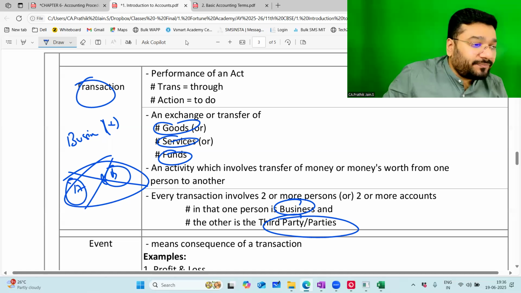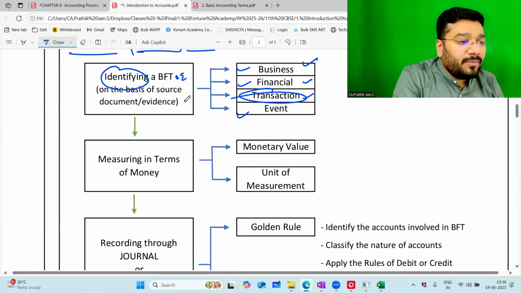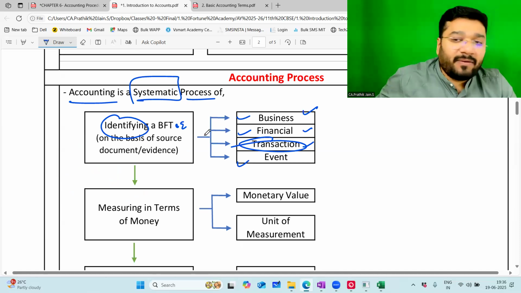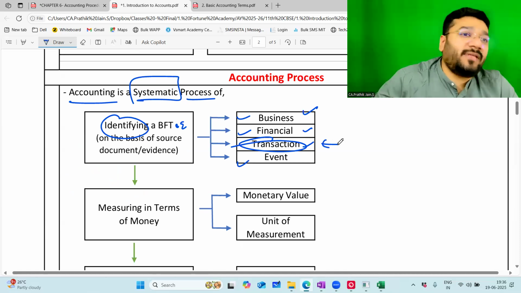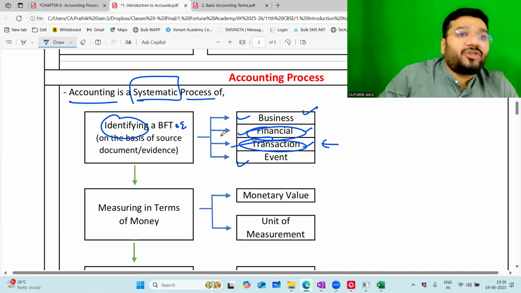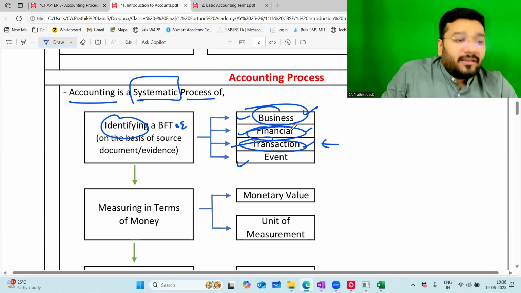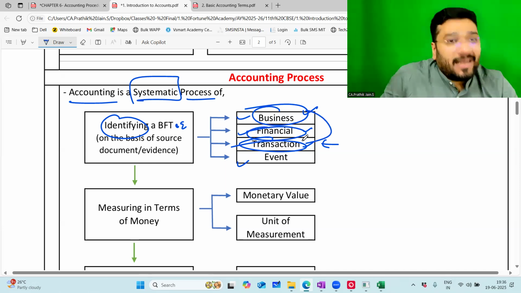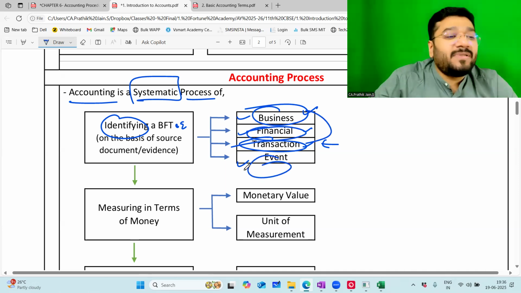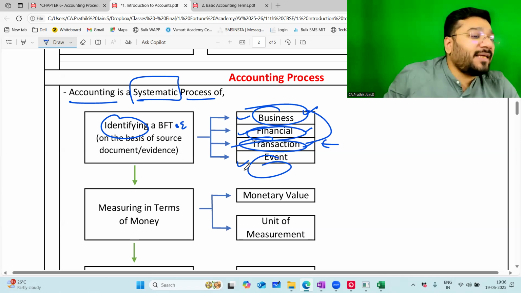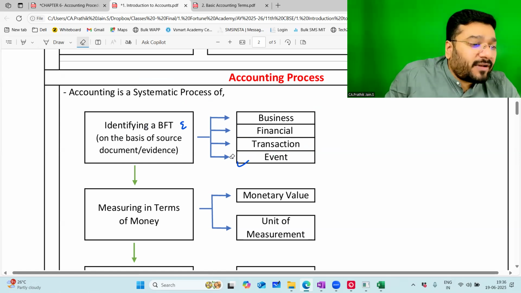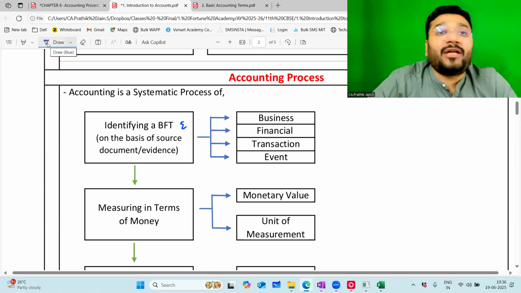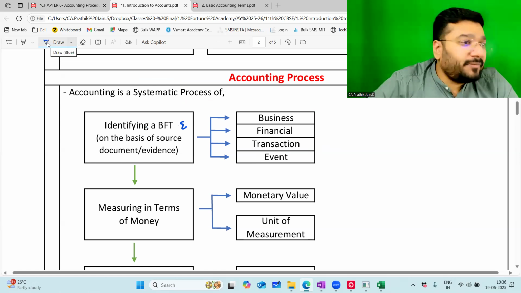If you have any problem with this, let me know. I'm coming one by one. Transaction first. BFT means business financial transaction. In that, I've explained what a transaction is. If you're clear with this, now I'll teach you what is financial, then what is business, then combining, what is BFT. Then I'll teach you what is event, and then combining, what is a business financial event. First of all, are you clear with transactions? Anything that happens between two parties is a transaction. In that, one party should be the business and one party should be another party, second party or third party, whatever you say. So are you clear with transaction?